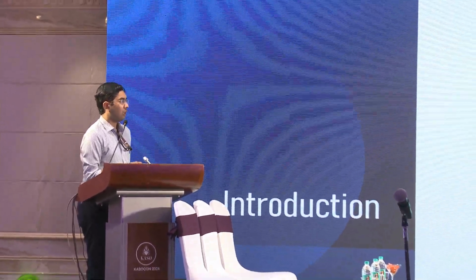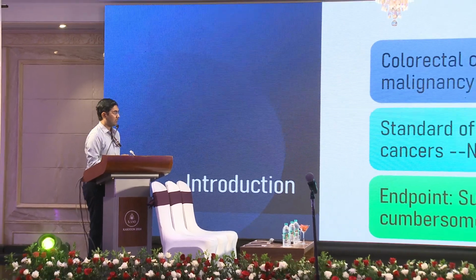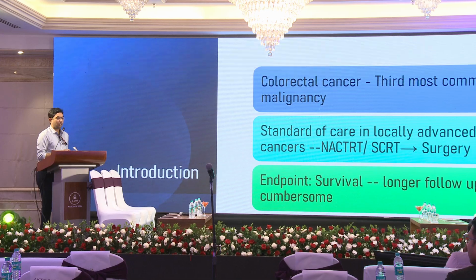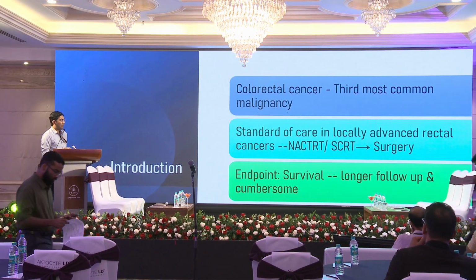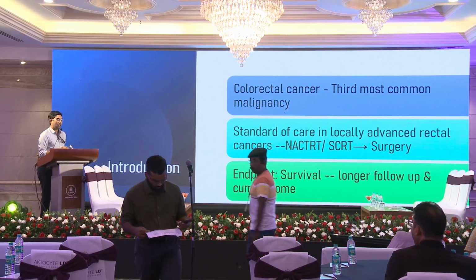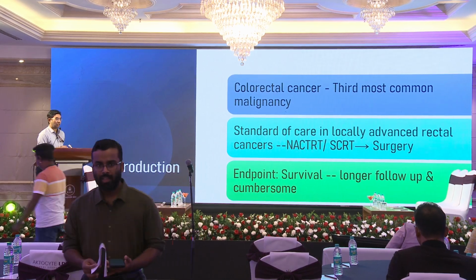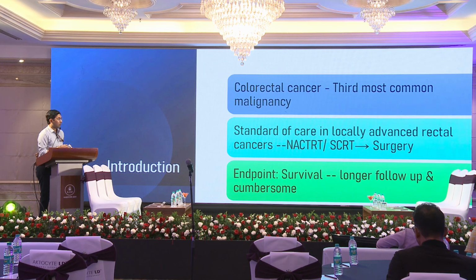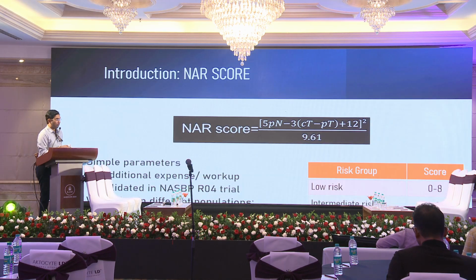Introduction. Today, colorectal cancer is the 3rd most common malignancy, and the standard of care in locally advanced cancers is usually NACTRT or SCRT followed by surgery. However, the endpoint in most of the trials is overall survival, and it is cumbersome to wait for 10-year or 5-year overall survival to come to a result. So, we have planned to come up with a new surrogate marker for overall survival in the form of the NAR score, which is the neoadjuvant rectal score.